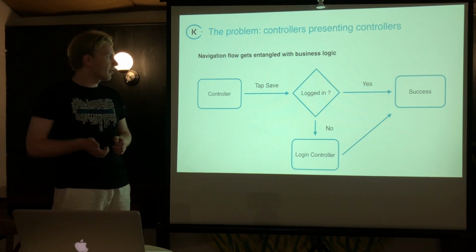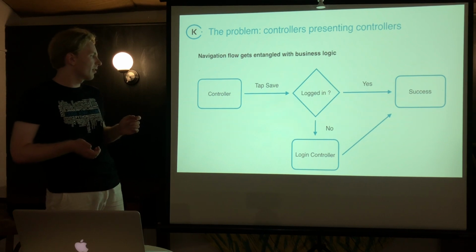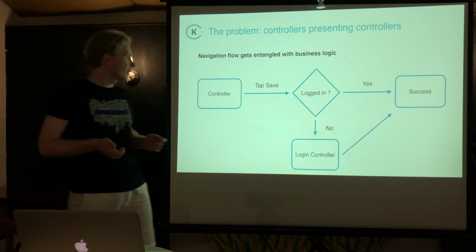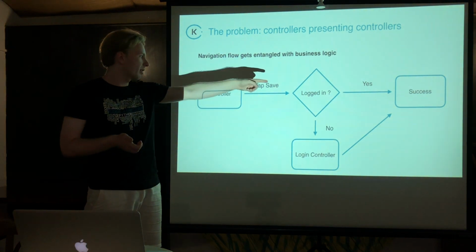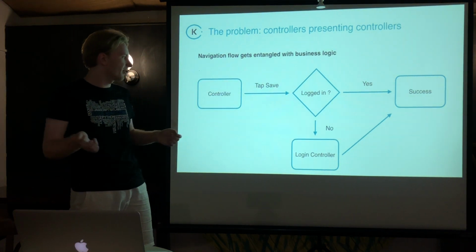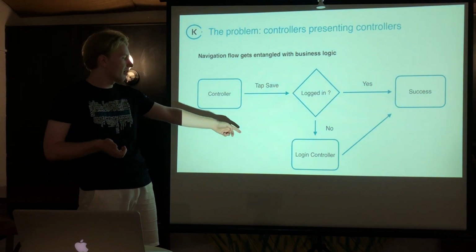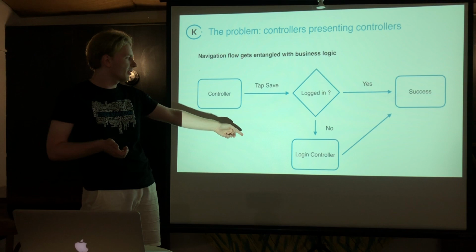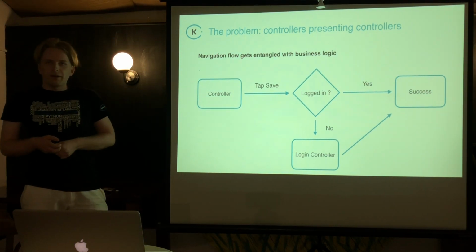So if you have a view controller and you have a save button there, then the controller needs to decide whether or not the user is logged in, and if they are, they can just save that information. But if not, a login controller needs to be presented, and only after the login takes place can this flow continue.